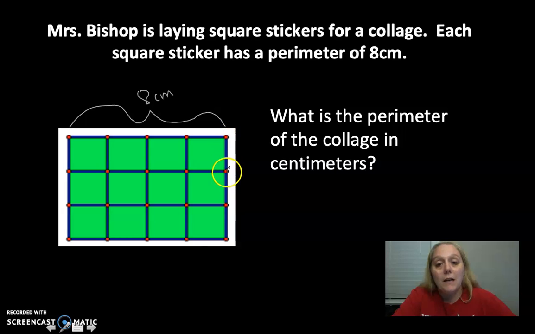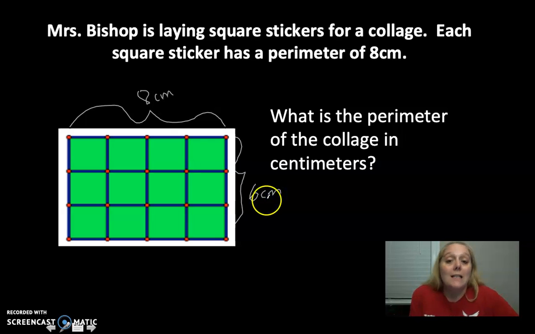All right, and then remembering from here to here is 2 centimeters, from here to here is 2 centimeters, from here to here is 2 centimeters as well. So this side was 6 centimeters. That's what we just figured out on the last slide. So we know our length is 8 centimeters, our width is 6 centimeters. So our next question says, what is the perimeter of the collage in centimeters? When we're talking about the perimeter, we're talking about the distance around our shape, okay? And what we know about rectangles is that opposite sides are equal.